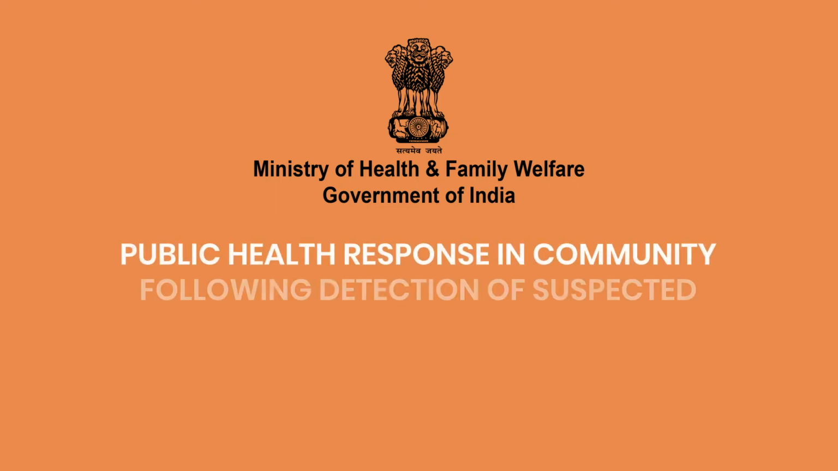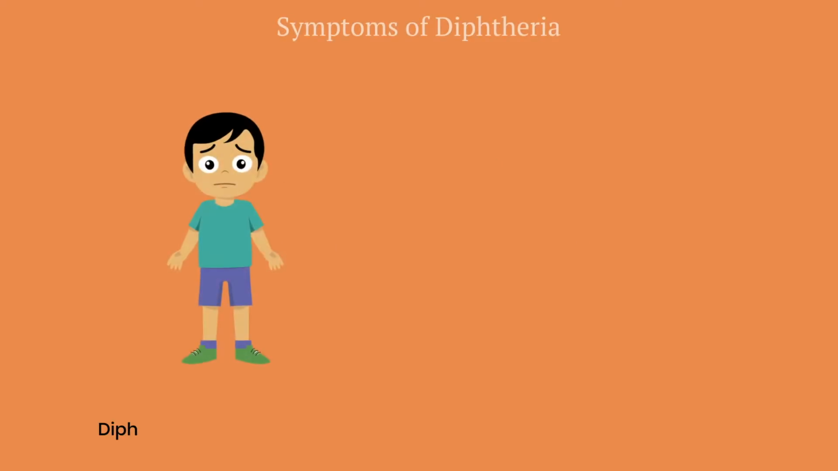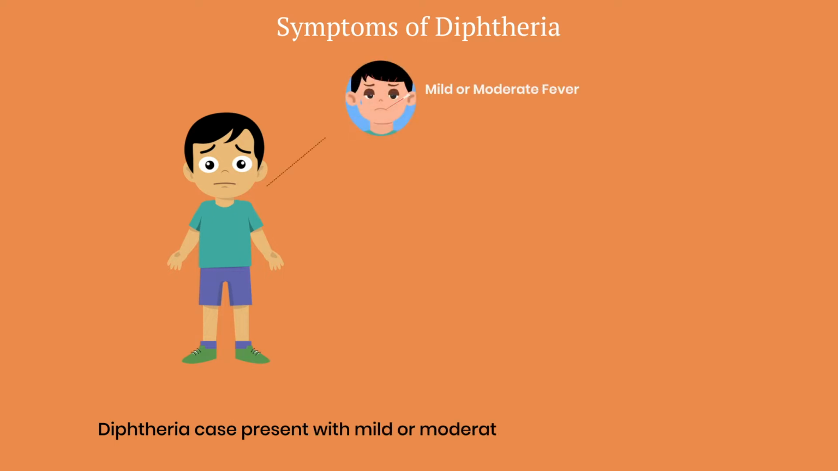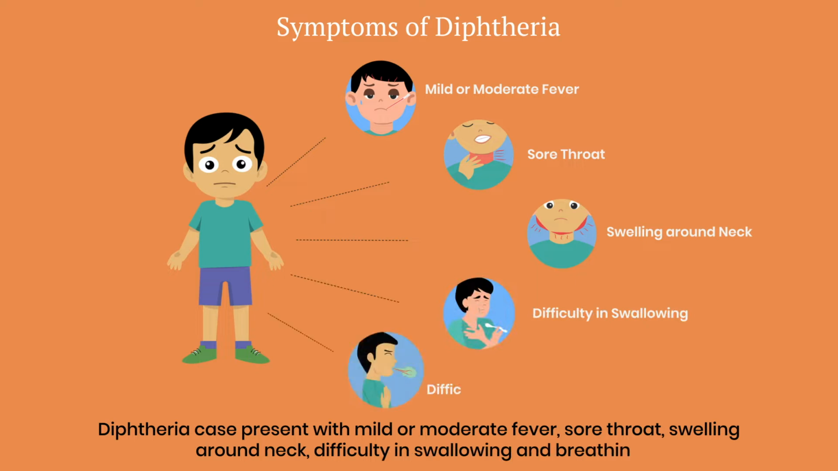In this video, we will learn about public health response in community following detection of suspected diphtheria case. Diphtheria cases present with mild or moderate fever, sore throat, swelling around neck, difficulty in swallowing and breathing.